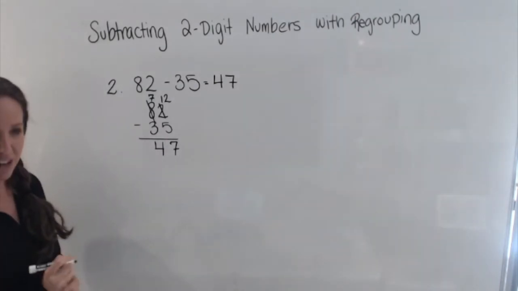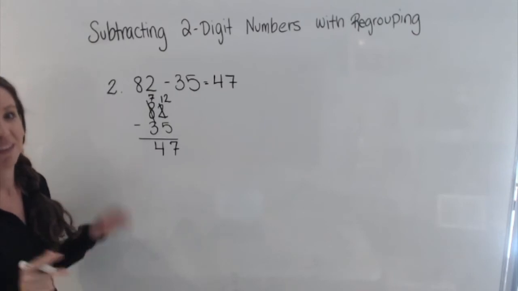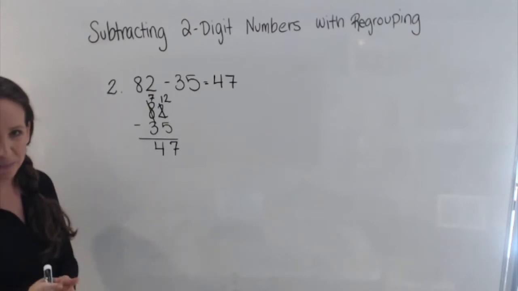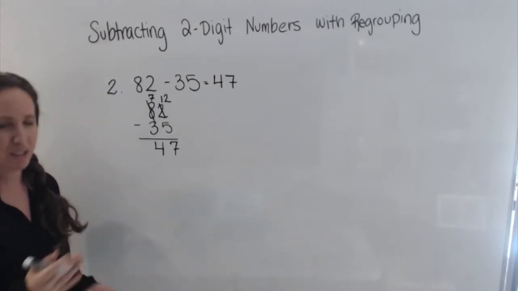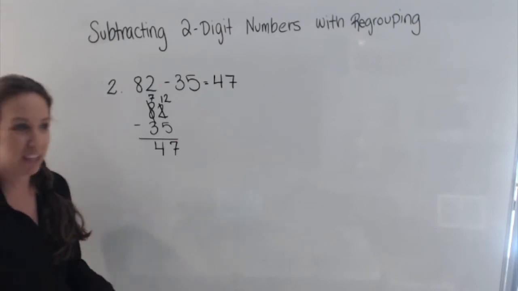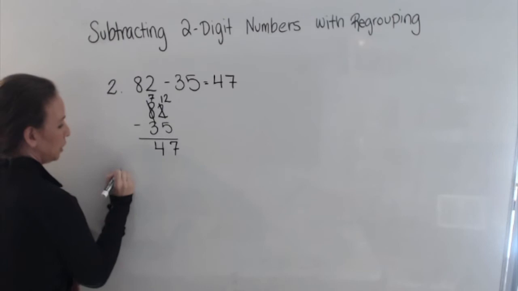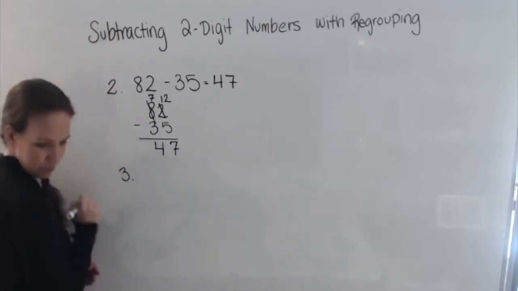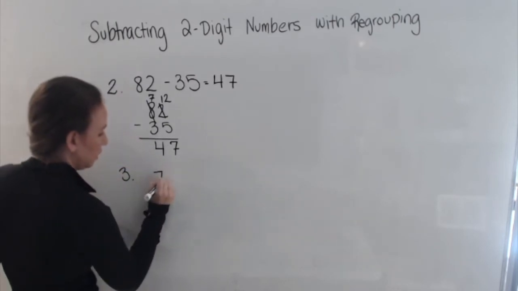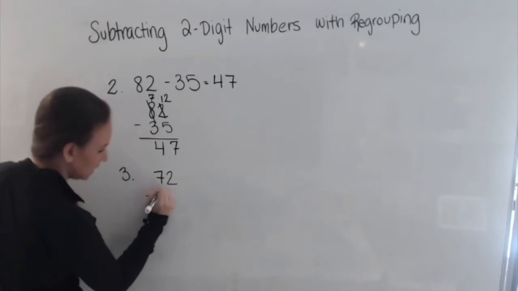Do you guys want to try the next one on your own? If you do, you can go ahead. And if you don't, you can keep following along with me, and I'll take it slow with you. So let's write number 3 right underneath. Number 3 says 72 minus 48.